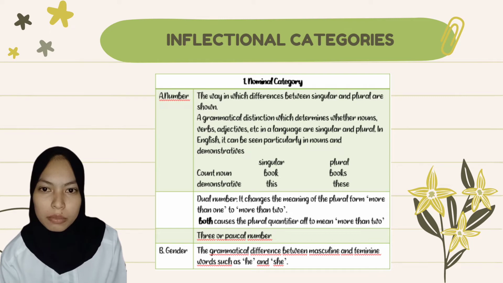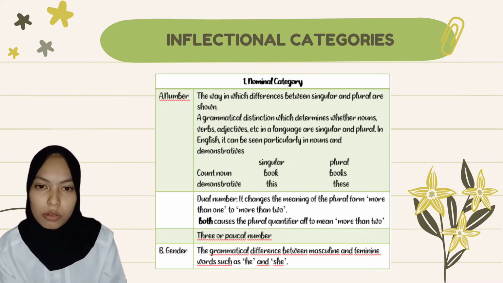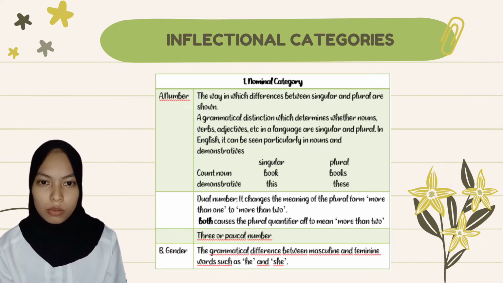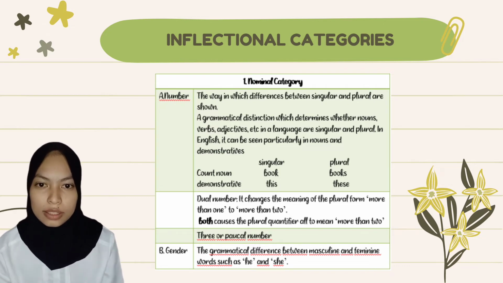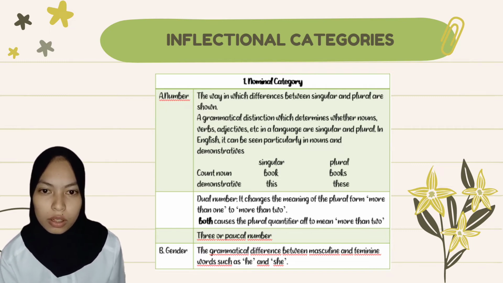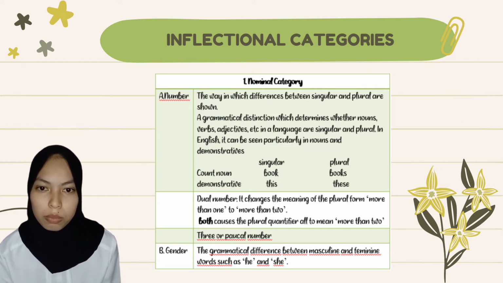In English, it can be seen particularly in nouns and demonstratives. For example, the noun book in singular form is book, but in plural form is books. Another example, for the demonstrative, the number word this in singular form is this, and the plural form these interchanges the meaning to more than one, or more than two, which causes the plural qualifier to mean more than 2, 3, or a vocal number.